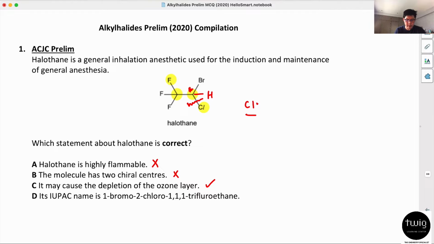The IUPAC name is 1-bromo-2-chloro-1,1,1-trifluoroethane. Actually the numbering is this: this carbon is numbered 1 and this is number 2. So in fact, this molecule should be called 2-bromo, the Br is on the second carbon, so 2-bromo-2-chloro-1,1,1-trifluoroethane. So the only error is over here. Okay, let's look at the next question.